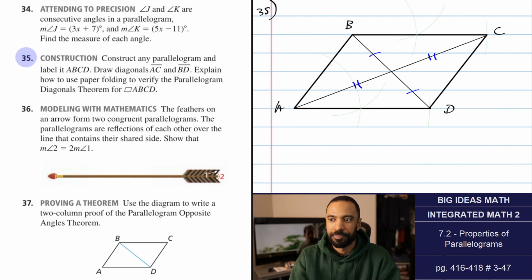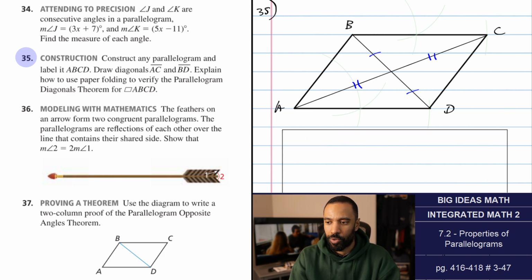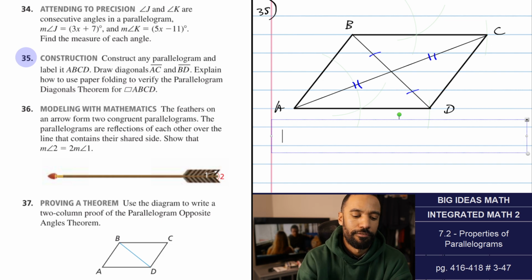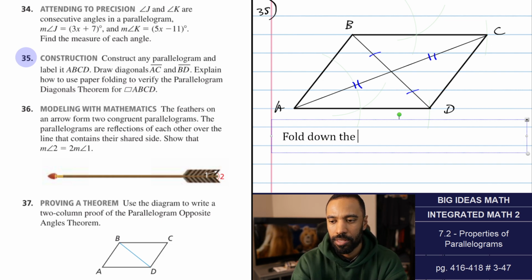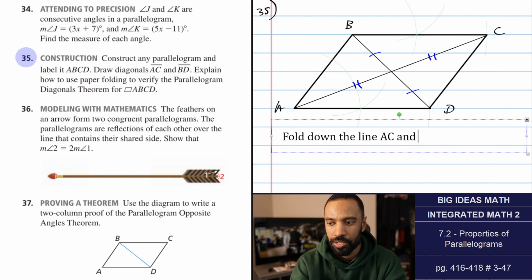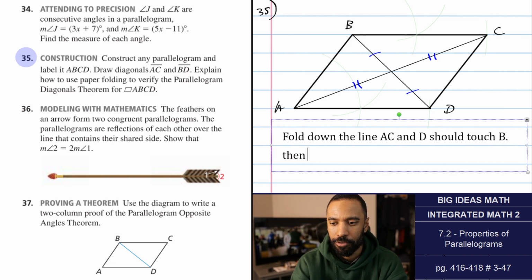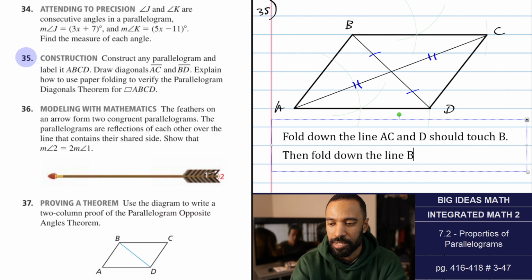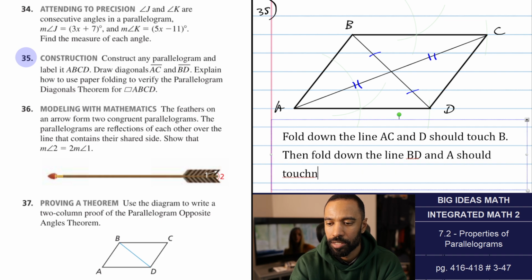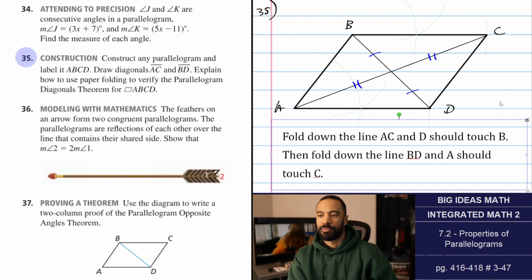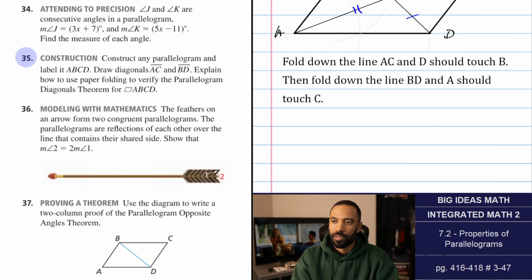It says explain. So I explained it to you in words. Now let's type it out. Fold down the line AC and touch, and D should touch B. Then fold down the line BD and A should touch C as points. Okay. Let's go.